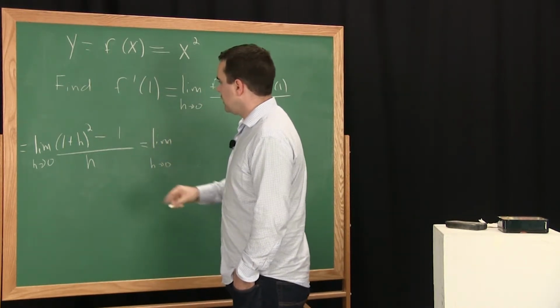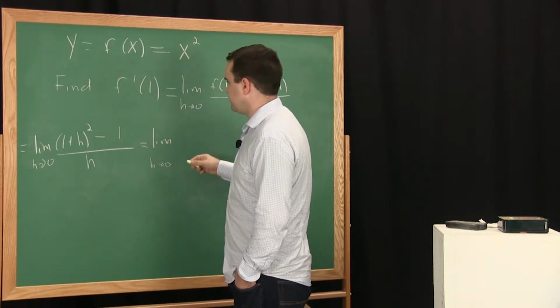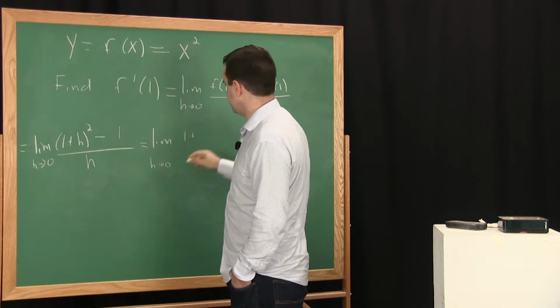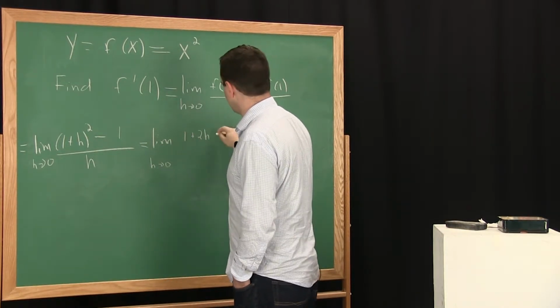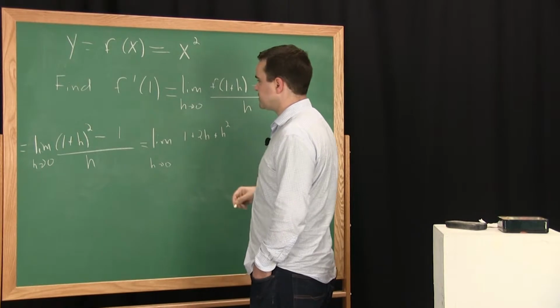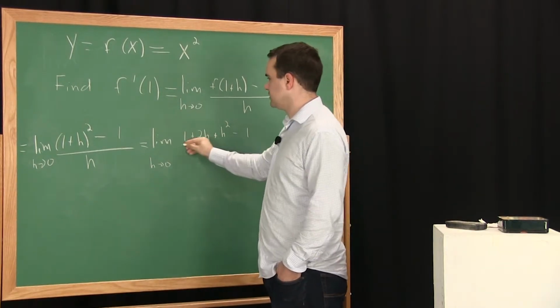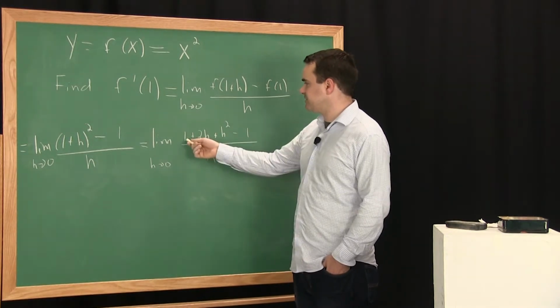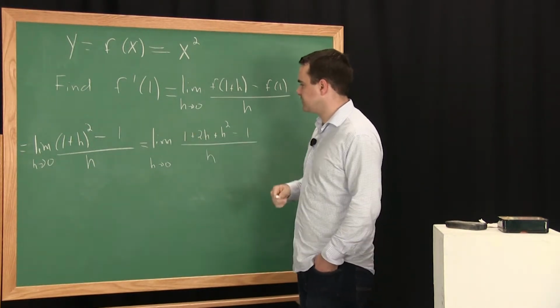And if I expand this out, I'm going to get 1 squared plus 2 times 1 times h plus h squared minus 1, divided by h. And you can see something nice happens. I get 1 minus 1, so those cancel.